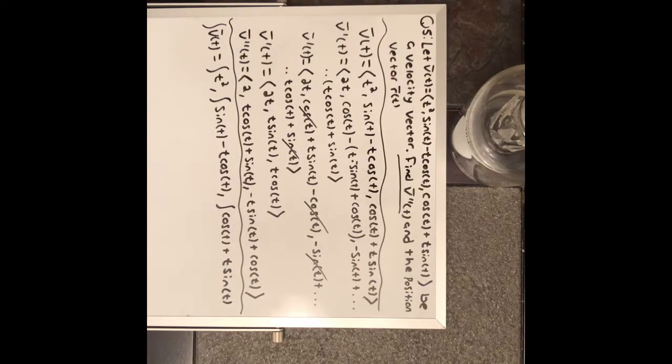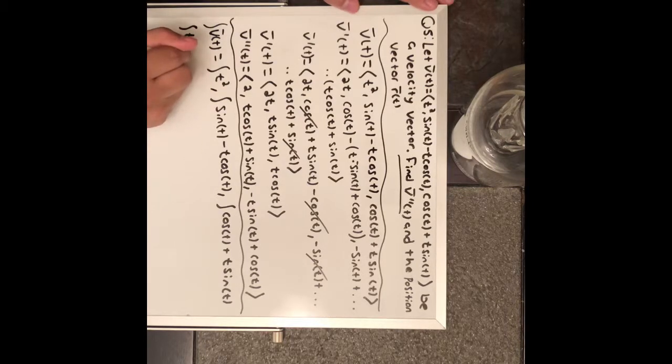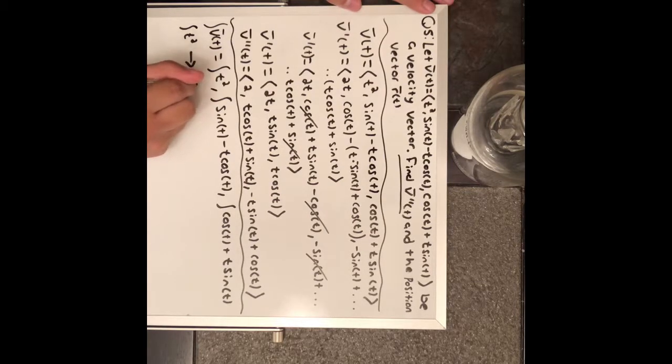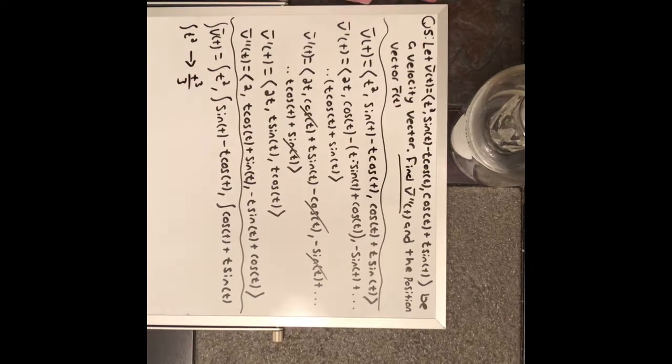Okay, let's solve for the first integration. Start with the easiest and then the hardest. So the integral of t squared would just be t cubed over 3. Very easy. Very nice one to start with.